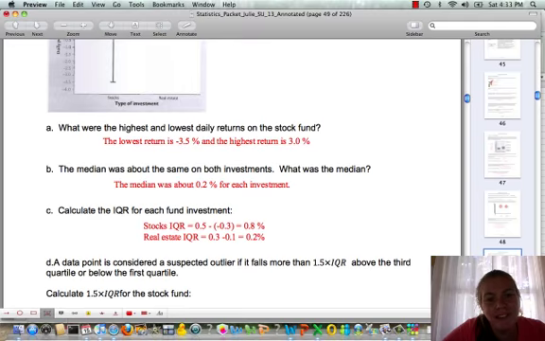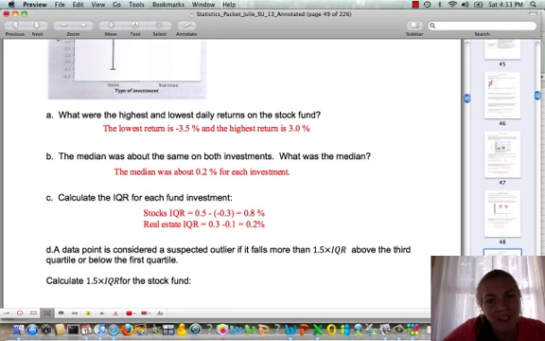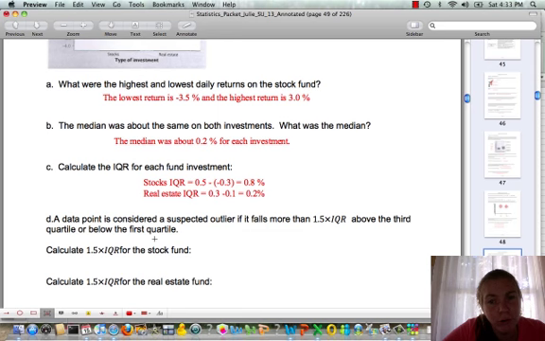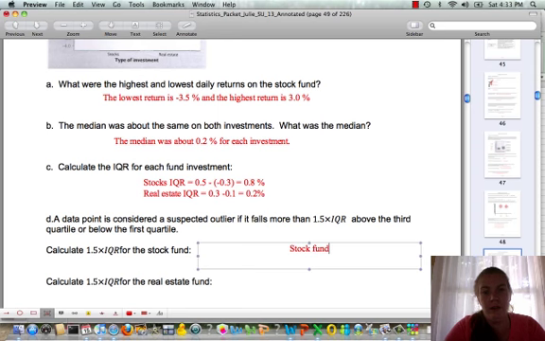Question D tells us that a data point is considered a suspected outlier if it falls more than 1.5 times the IQR above the third quartile or below the first quartile. So here we want to calculate 1.5 times the IQR for the stock fund. So we're going to say stock fund, 1.5 times our IQR of 0.8.